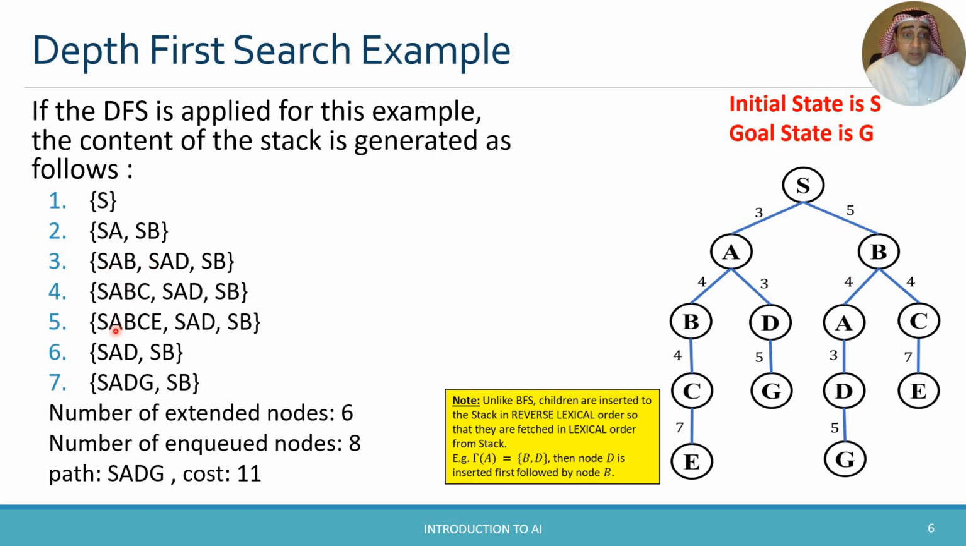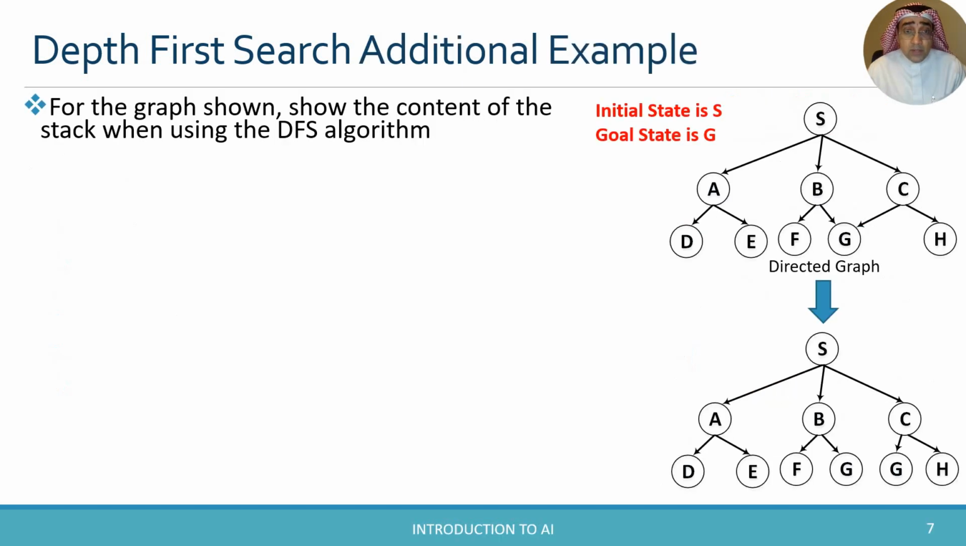Okay, and then we deleted this, so there was no appending, and then we extended SAD, so we got SADG, so that was the 8th one. So we have 8 enqueued nodes, 8 nodes entered into the stack. Okay, and then the path that it suggests is SADG, that's the path that it suggests, and the cost is 11. Okay, so this is a simple example where you can understand how the depth first search actually works. Okay, now let's go to the next example.